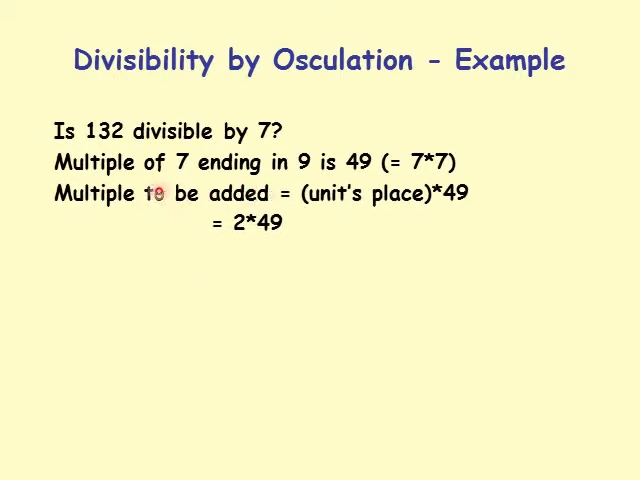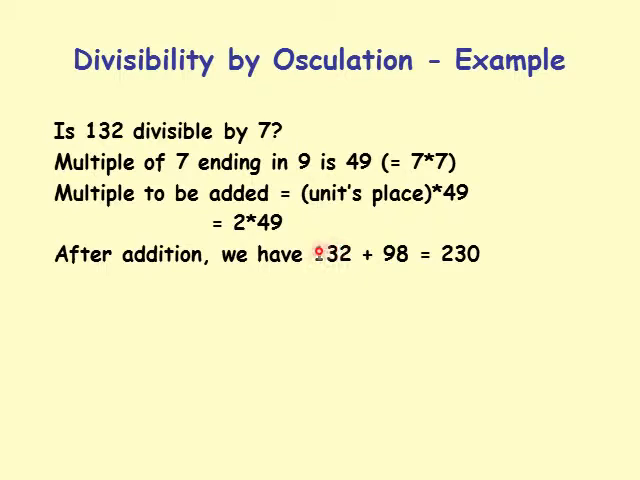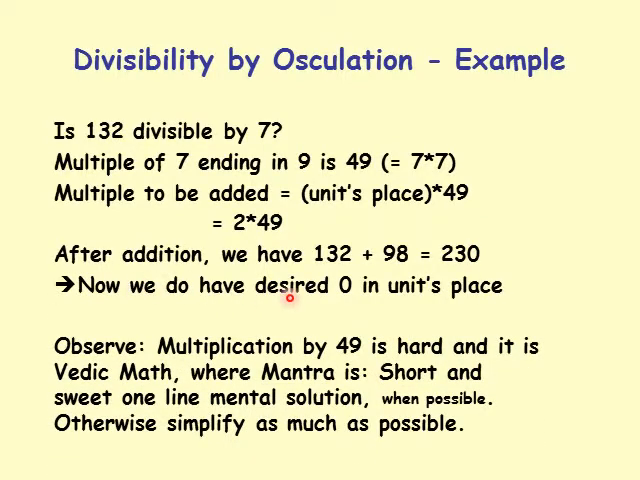Then we compute the multiple to be added, which is 49 times 2, which is 98. We're going to add 98. When we add 98 to the 132 we had, it is 230. We have the 0 we were looking for. Now we do have the desired 0 in the right place.